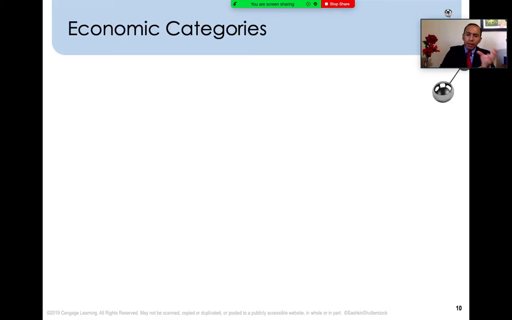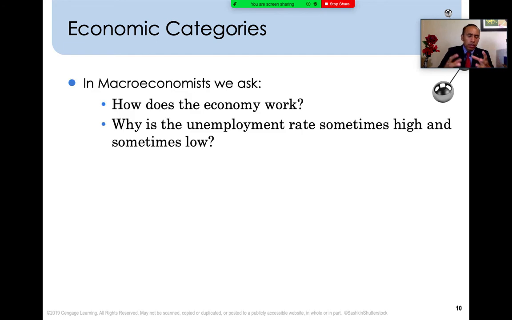Now, economic categories start to differentiate how we analyze the economy. So most people may wonder, how does the economy work? Well, there's a lot of different things that affect the economy. We have the capital goods market, we have the goods and services market, we have households, we have government, we have the firms, the entrepreneurs, and so on, and the academic sector, all of us being members of society.